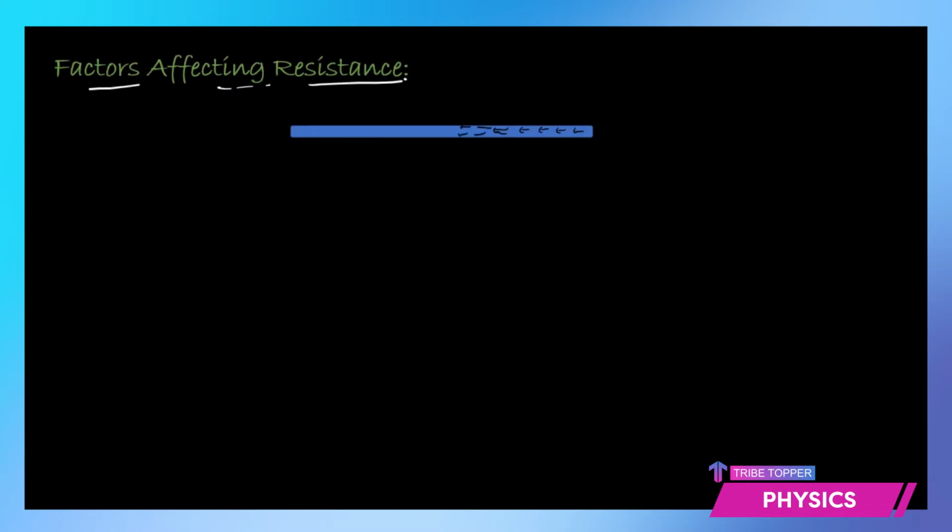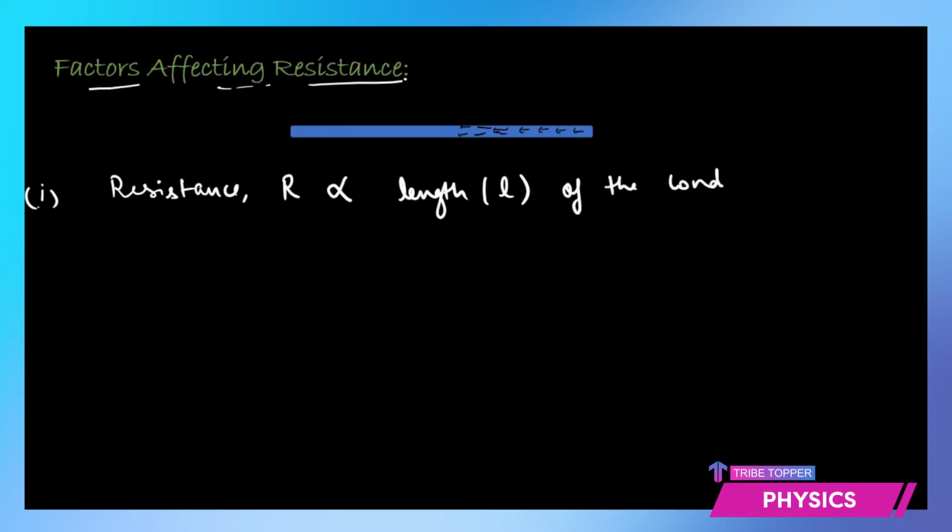Now, if the length of the conductor is longer, they will suffer a greater number of collisions. So obviously the first factor that should affect the resistance would be the length of the conductor. And I would say that resistance R of a conductor is directly proportional to the length L of the conductor. That would mean a longer wire has a greater resistance.